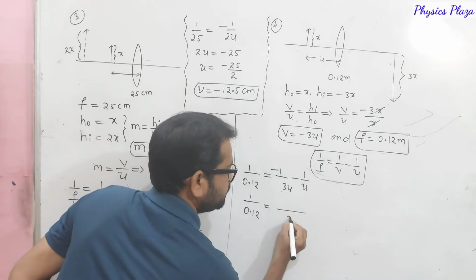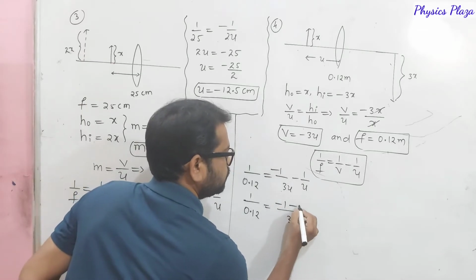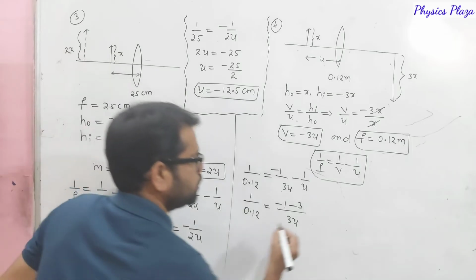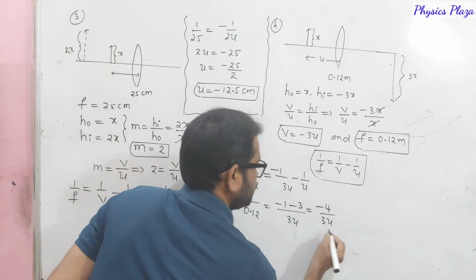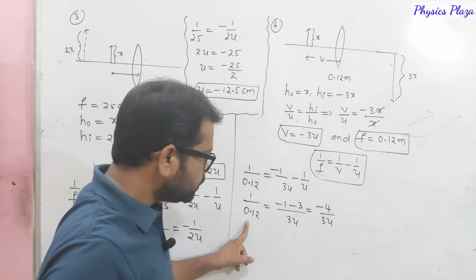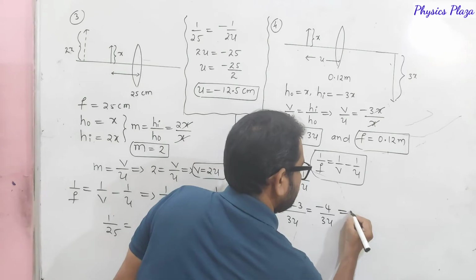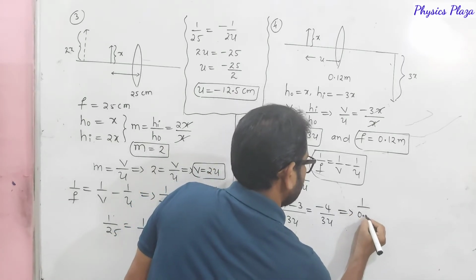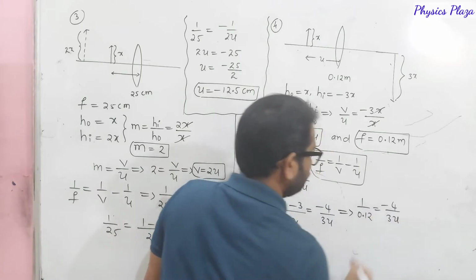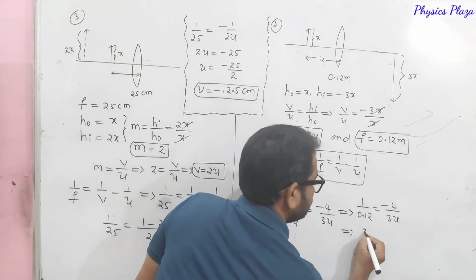So, children, anyhow the LCM is 3u, this is minus 1, it is minus 3. So, this is going to be minus 4 by 3u. Children, 1 by 0.12 is equal to minus 4 by 3u. Let us do the cross multiplication. Then we get like this, or else let us write one more step: 1 by 0.12 is equal to minus 4 by 3u. Do the cross multiplication. So, what do we get here?